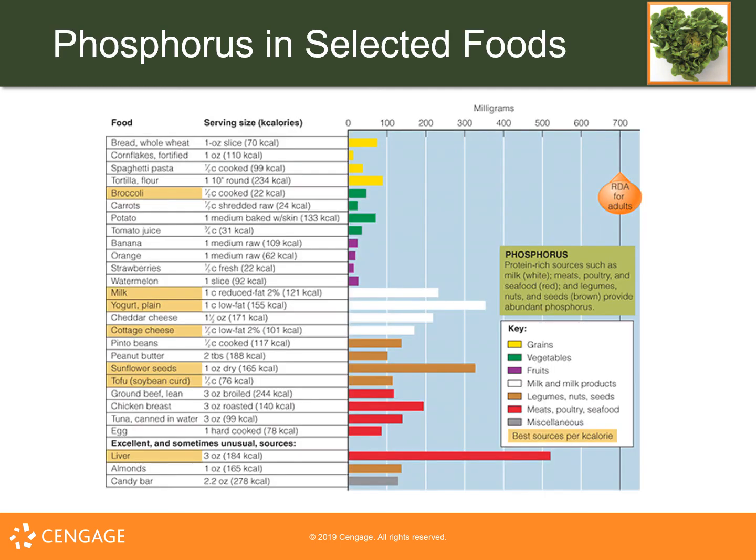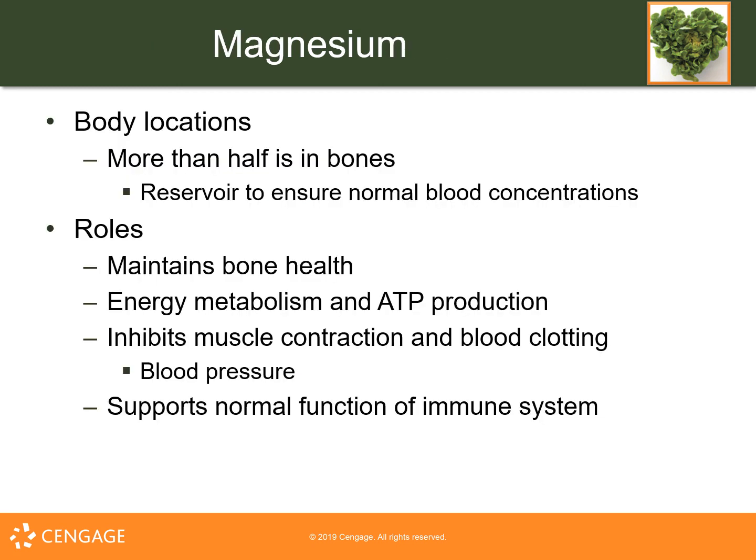Phosphorus in selected foods is very similar to calcium. You see here some of the broccoli and dairy products, but you can also find it in sunflower seeds, and liver is also a great source. So I had thought that phosphorus was the last major mineral covered, but it's actually magnesium.